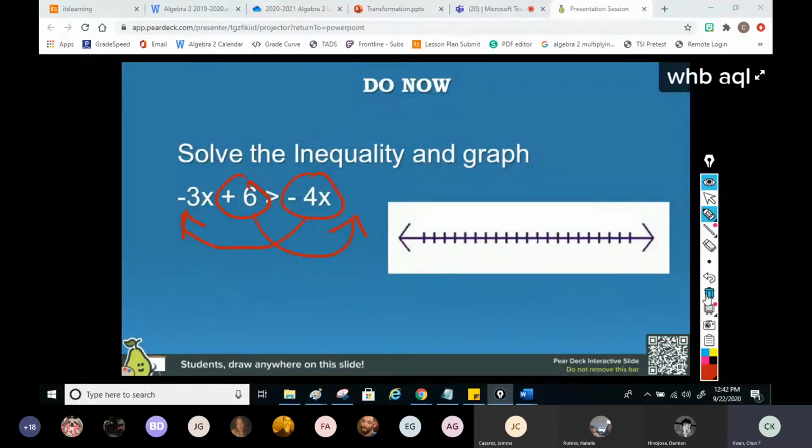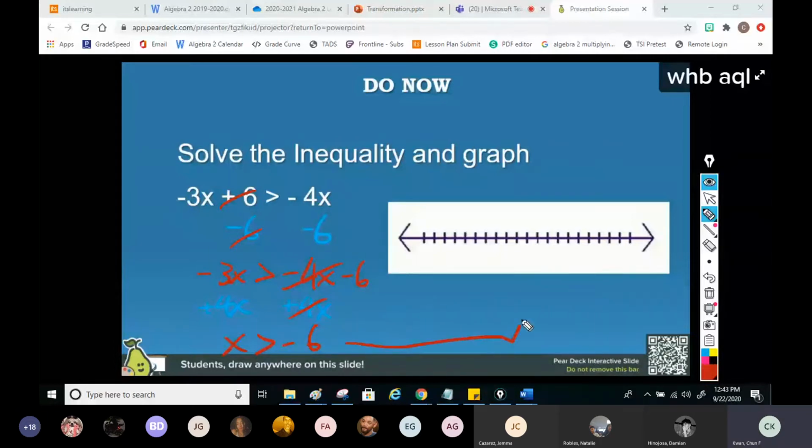So both ways you'll get the correct answer, but moving this to the left and then moving this to the right will save you a lot of work later on. So once again, do a -6 and -6, and then these two will cancel out, and you'll get that. And then move this to the left by doing the opposite. So plus 4x, plus 4x. And then that cancels out. You have just x greater than -6.